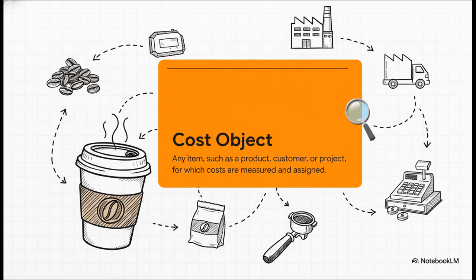In the world of accounting, whatever it is we're trying to find the cost of, that's called a cost object. For us, right now, it's that single cup of coffee. Simple as that. Every cost we talk about, we're going to trace it right back to that one cup.